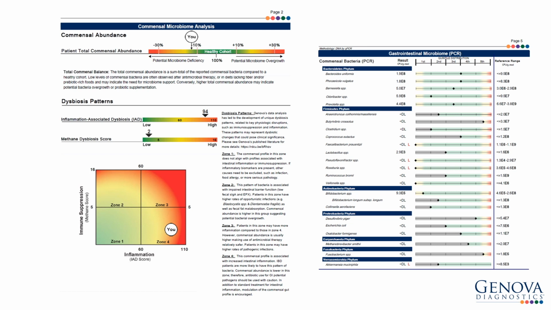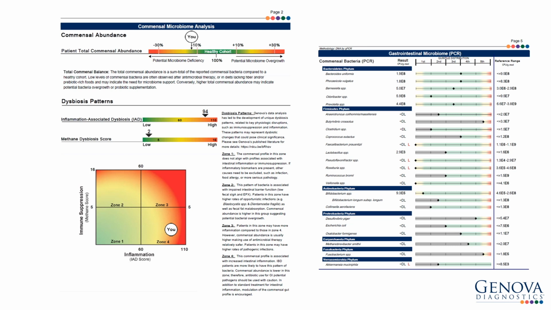The next two pages of the report include the Commensal microbiome analysis, which is a summary of findings from the 24 commensal bacteria that we measure on page 5 that you can see pictured to the right of the screen. At the top, we see that this patient's commensal abundance is slightly lower as compared to a healthy cohort. It's not extremely low and may not necessarily warrant an intervention. A lower abundance is often seen after a course of antimicrobials or diets low in prebiotics.